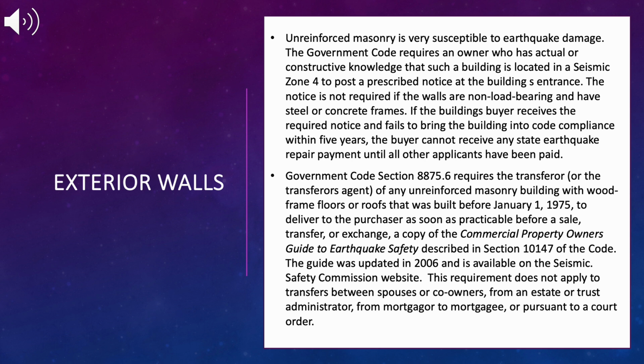Government Code Section 8875.6 requires the transferor or the transferor's agent of any unreinforced masonry building with wood frame floors or roofs that was built before January 1st, 1975 to deliver to the purchaser, as soon as practicable before a sale, transfer, or exchange, a copy of the Commercial Property Owner's Guide to Earthquake Safety described in Section 10147 of the Code. The guide was updated in 2006 and is available on the Seismic Safety Commission website. This requirement does not apply to transfers between spouses or co-owners, from an estate or trust administrator, from mortgagor to mortgagee, or pursuant to a court order.